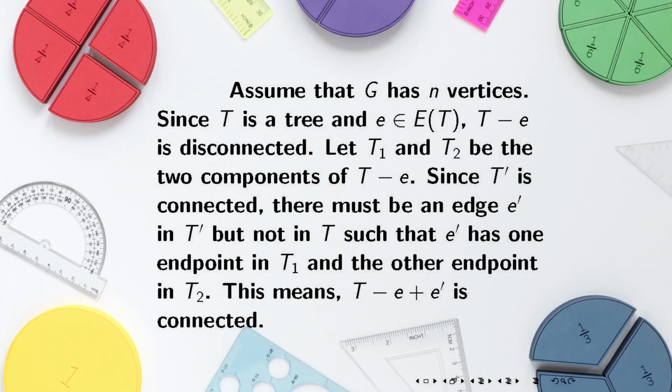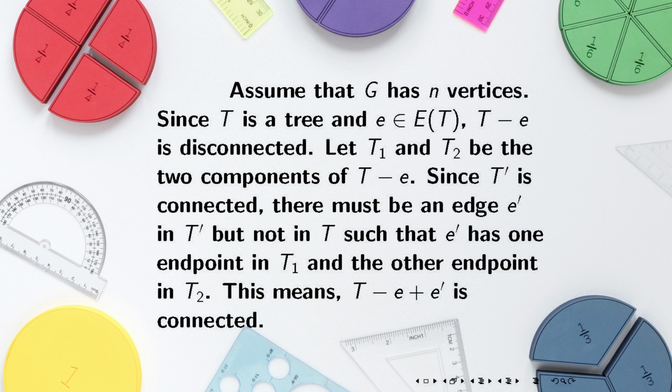Now, since T is a tree and E is an edge in T, T minus E is disconnected. Why? Because E is a cut edge. You know that every edge of a tree is a cut edge, and therefore T minus E must be disconnected. So, let T1 and T2 be the two components of T minus E.